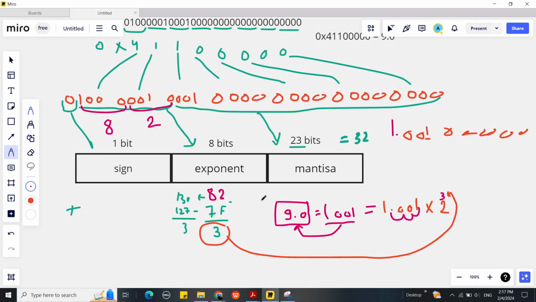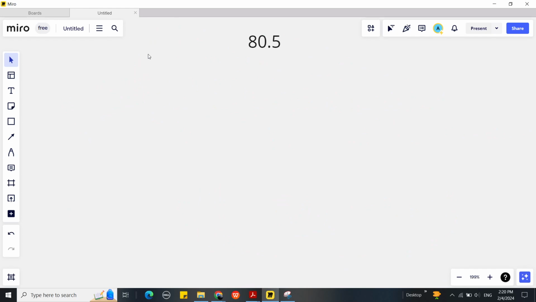Now let's move to a harder example to explain it way better. So now I have 80.5 as a decimal number, and I want to change it to a single precision machine code. And remember what we said: the first step is to change your decimal number to a binary number. But this is going to be a lot of work, so I'm going to change it from decimal to hexa and from hexa to binary.